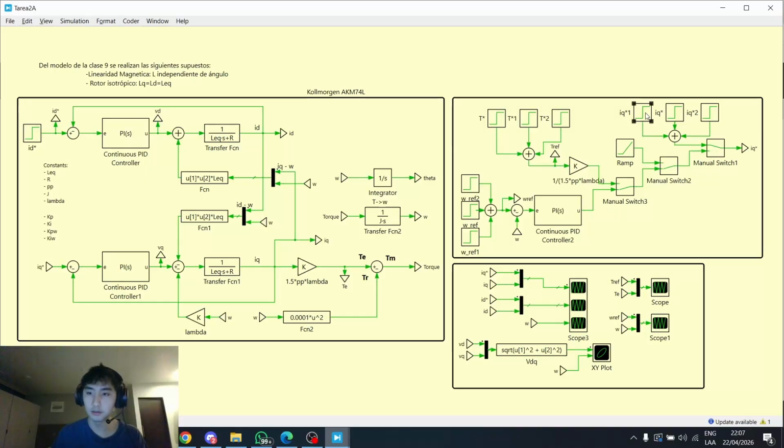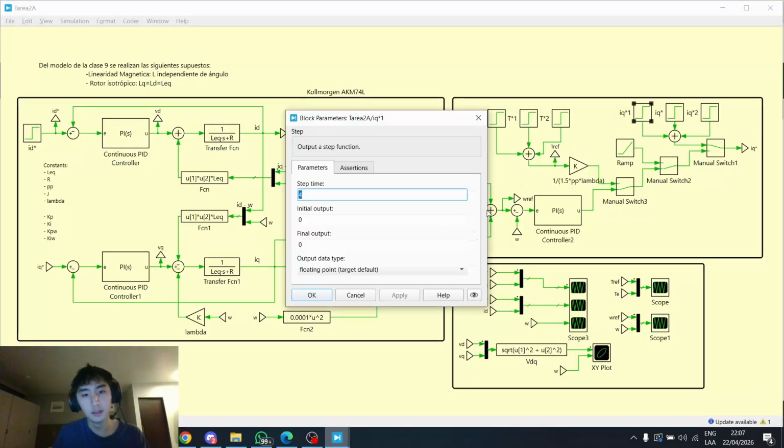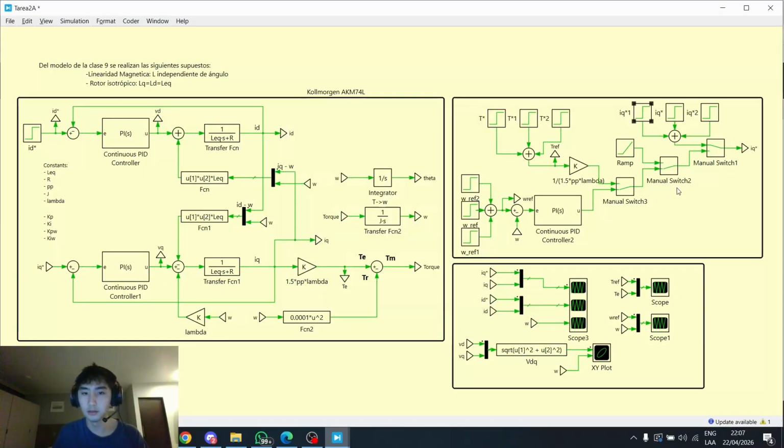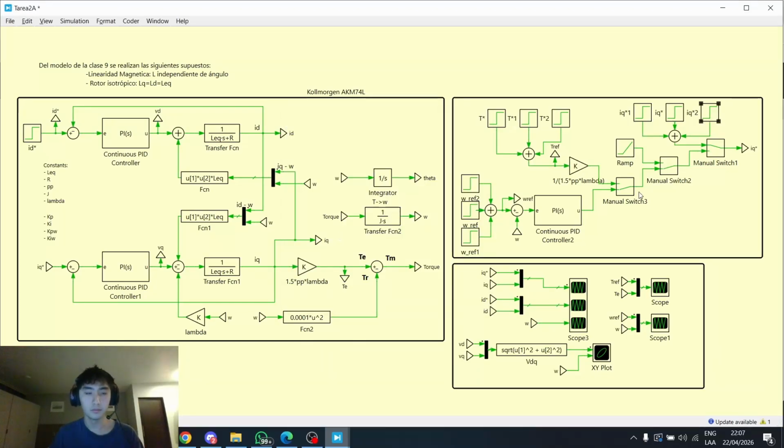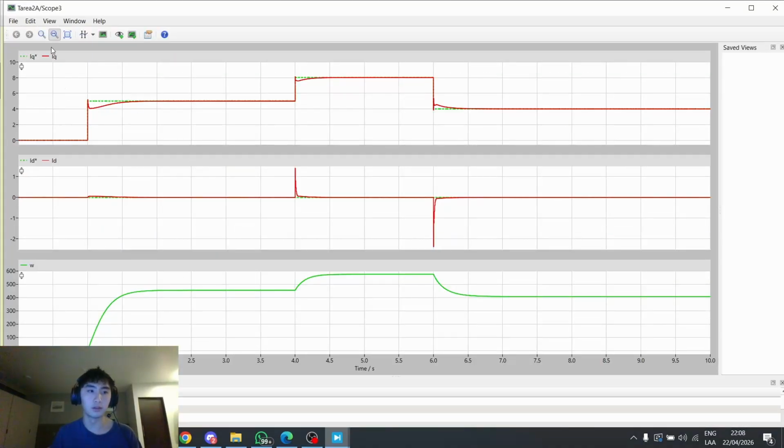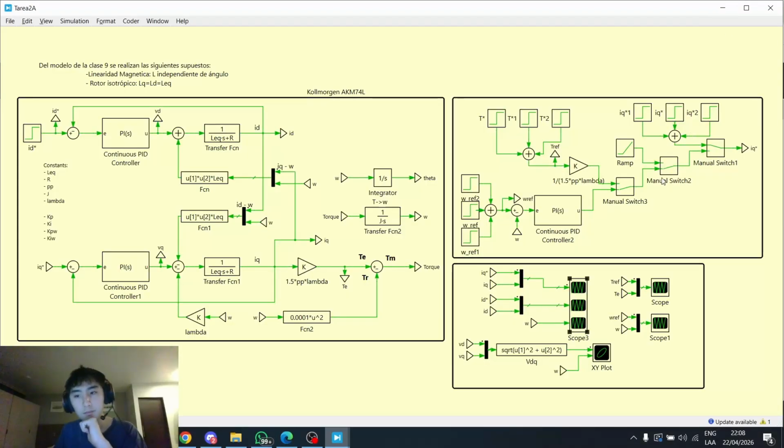So changing it for multiple steps, let's say 3 and -4, we're going to simulate it. And as we can see, IQ does follow correctly, although it does present a bit of undershoot and, well, overshoot in this case. ID also presents a bit of overshoot in the current, and as we can see, the speed does follow correctly.